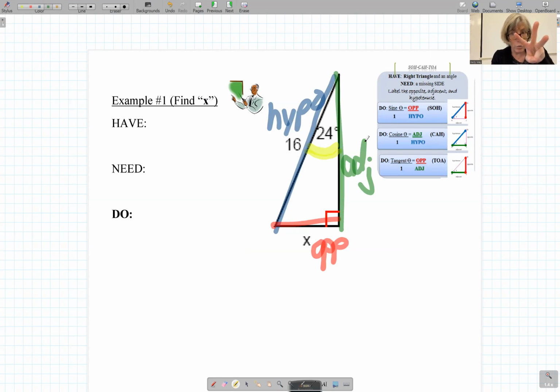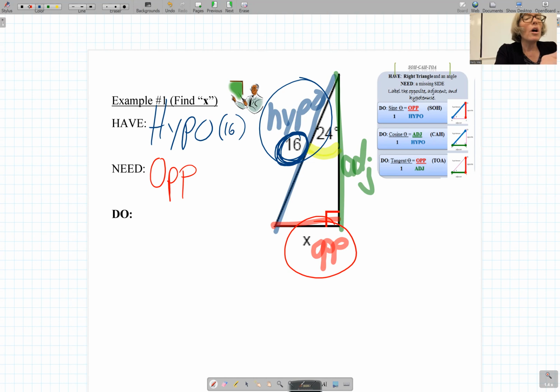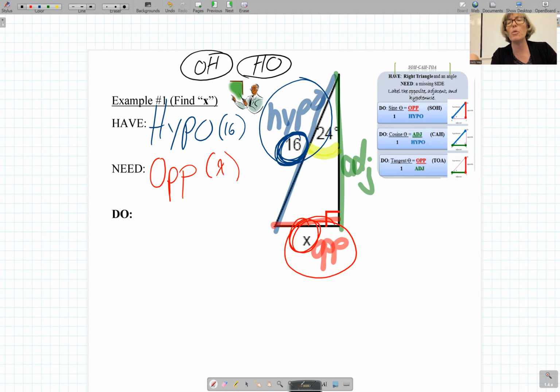Have, need, do. In this scenario, we have a number for the hypo, which is 16. We need or want the opposite. That's going to be our x. So what do? Which ratio do we use? We have an OH combo. Technically, it's HO, but that order doesn't matter. This order does matter. We know with OH it is SOH.